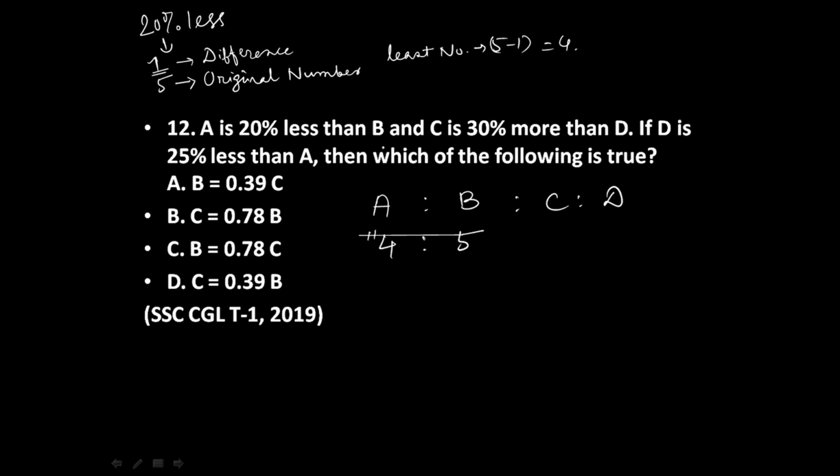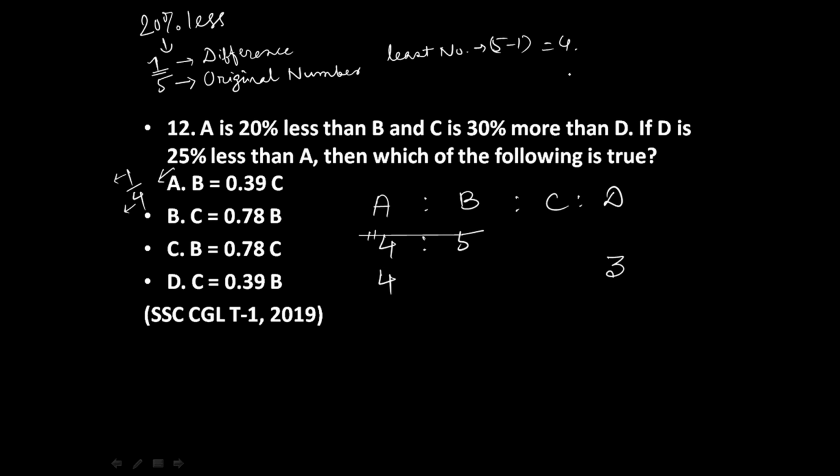4 is to 5. Then C is 30% more than D, if D is 25% less than A. 25% means what? 1 by 4. So if A is 4, then D is 3, right? What I have said is that 4 is the original number and 1 is the difference, so 4 minus 1, 3 is D.